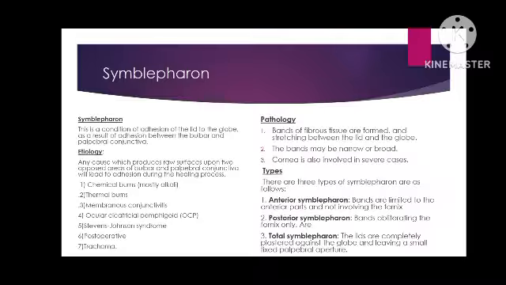Anterior symblepharon: the band is limited to the anterior part and involves the fornix. Posterior symblepharon: the band is obliquely at the fornix only. Total symblepharon: the lid is completely placed against the globe, leaving a small fraction of the palpebral aperture.